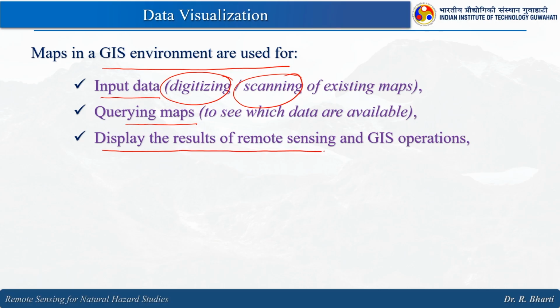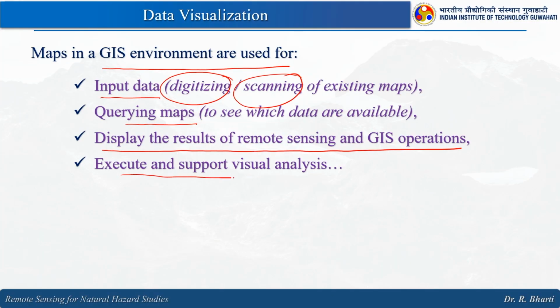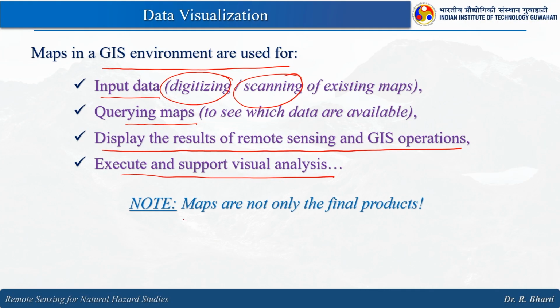Display the results of remote sensing and GIS operations. Once you have derived a result, or you have generated a landslide susceptibility map, right, you want to represent the information, so you need to generate an image, right. Execute and support visual analysis, and remember, maps are not only the final products. They help you represent the information, but they are not the final products. They can be an input to your decision support system, right.